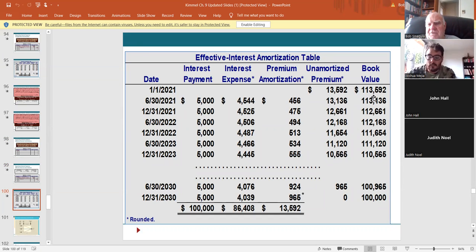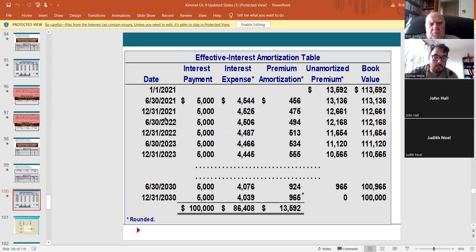Take 113,592 times 0.08. Okay. And then divide that answer by 2. I got 4,543.68. That look familiar? Oh, okay, yeah. They just rounded it up. There you go. So you saw how you did that. All you did was take the market rate times the carrying value of the bond at that time. And then why did we divide it by 2, Josh? Because how often are we paying it? Twice a year.